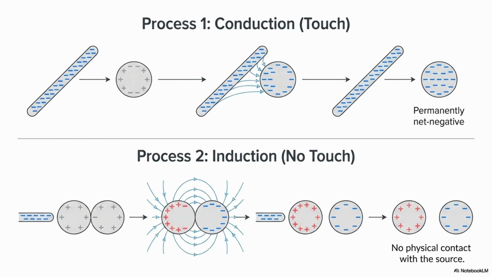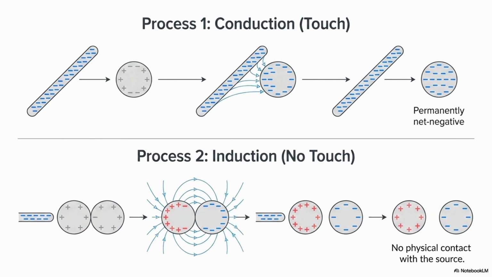But I have to push back on induction because it looks like a magic trick. How can a charged rod force two attached neutral spheres to completely separate their positive and negative charges without ever touching them? It's super counterintuitive, I know. Yeah. It relies on a phenomenon called polarization. Imagine a highly negative rod approaching those two connected metal spheres. Mm-hmm. Because they're conductors, the electrons inside are free to move.